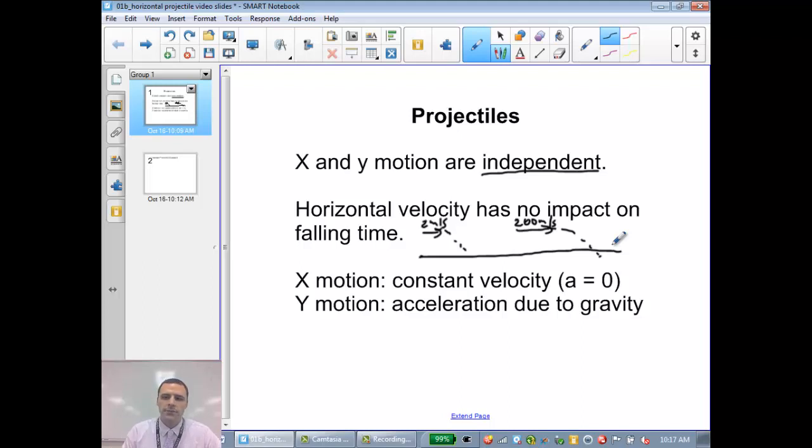In the x direction, when we look at projectiles, we say that they have constant velocity, or their acceleration is zero, and this is assuming no air resistance. If there is air resistance, then the x motion, the velocity will decrease gradually. But we are going to neglect air resistance because it's our first time learning this, and we are going to say that the object has a constant velocity. In the y direction, the object accelerates due to gravity, and we use our kinematic equations and the acceleration due to gravity of 9.8 meters per second squared to do our calculations.